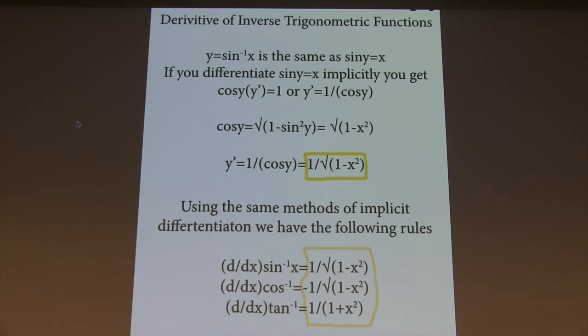Using the same proof of implicit differentiation, we have the following rules for all of the inverse trigonometric functions.